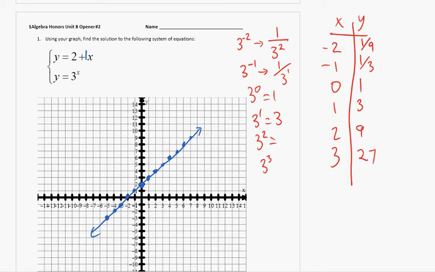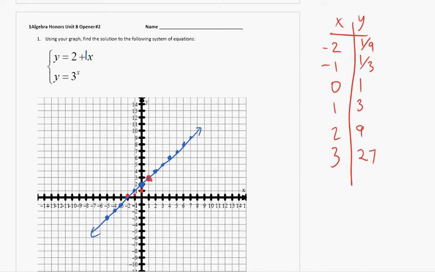Okay, next up, we are going to graph these points. So -2 is supposed to be at 1/9. Now, I don't know exactly where that is, but it's just a little bit above 0. -1 is 1/3. 0 is 1. 1 is 3. You'll notice that point overlaps. 2, 9, and of course 3, 27 is way up here off the page. So this exponential graph looks like this.